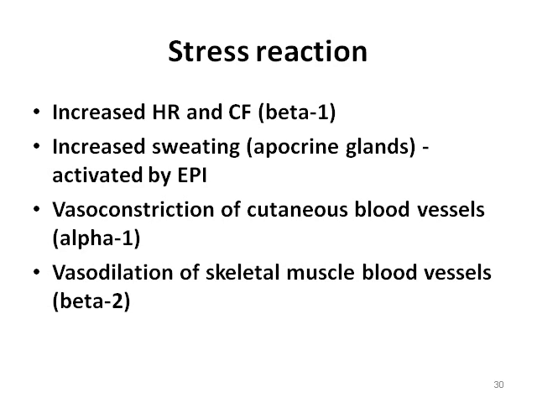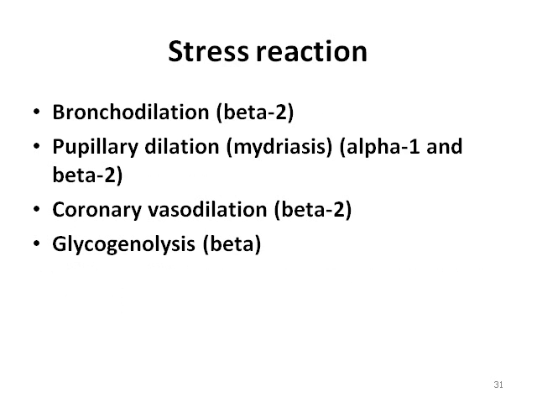Another thing that's going to happen is your skeletal muscle blood vessels are going to relax, vasodilate, which allows more blood flow to go to those skeletal muscles so you can either fight or run away. Slide 77 shows some more of the stress reaction. So we see that your bronchioles dilate. That's due to stimulation of beta-2 receptors. That helps you bring in more oxygen and breathe.